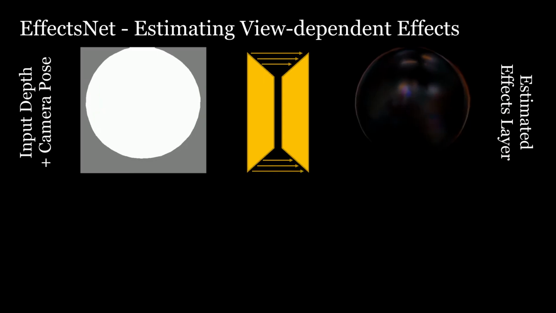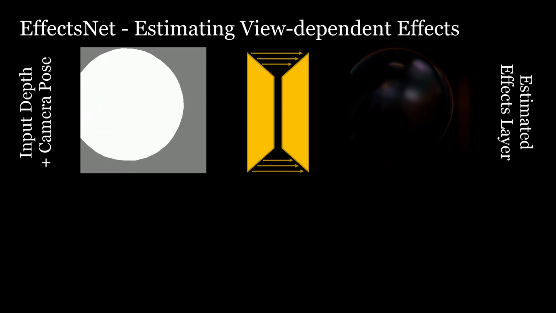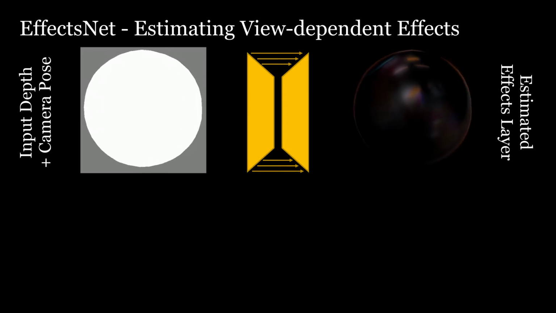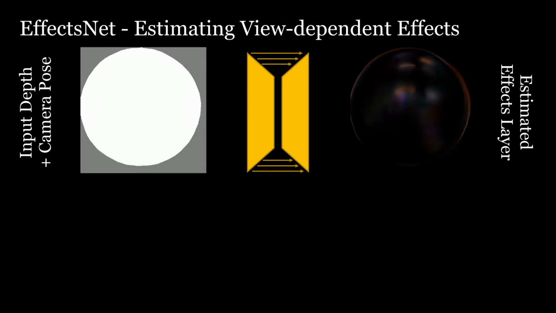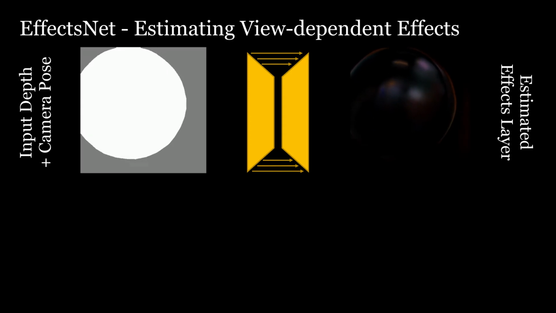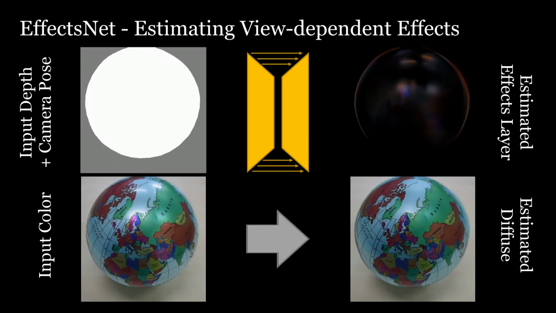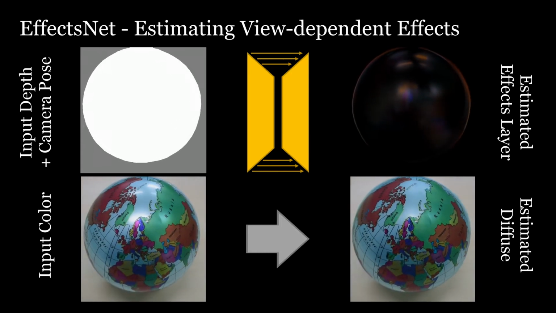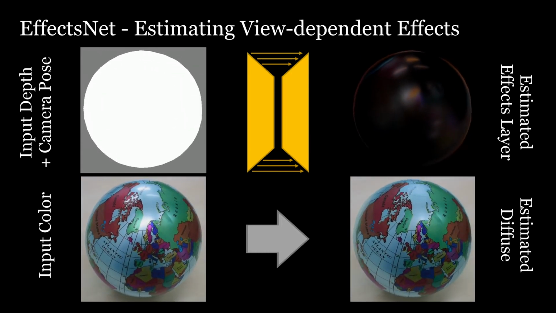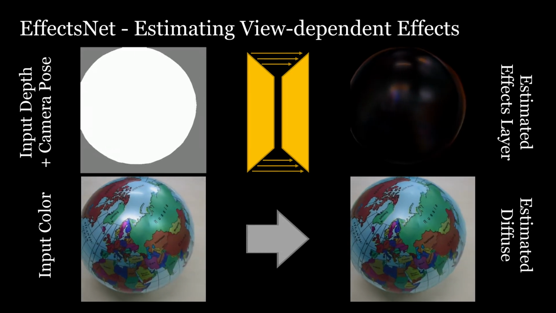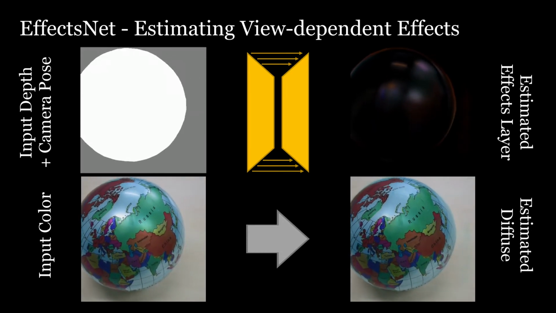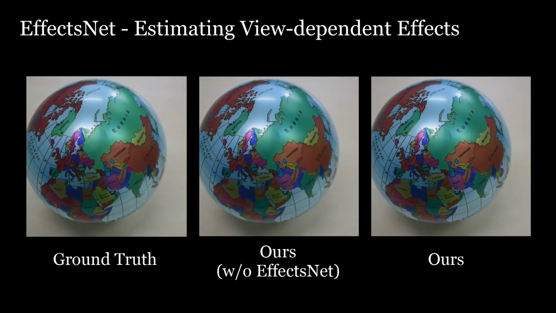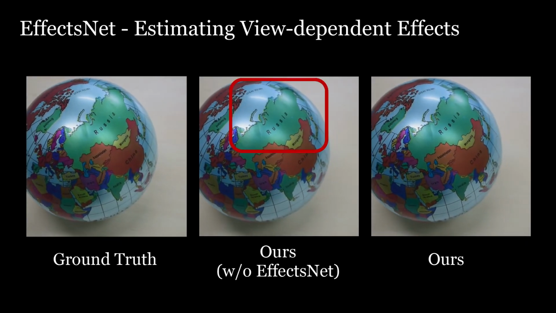We propose EffectsNet, an encoder-decoder network that estimates the view-dependent effects of an object given a depth map and the current rigid pose of the object. Using this predicted effects layer, we can generate a diffuse image of the object by subtracting it from the original color image. This network is a core component of our approach, since we can directly incorporate knowledge about view-dependent effects into the composition of new views. Without this prediction network, the composition results in non-smooth specular highlights.